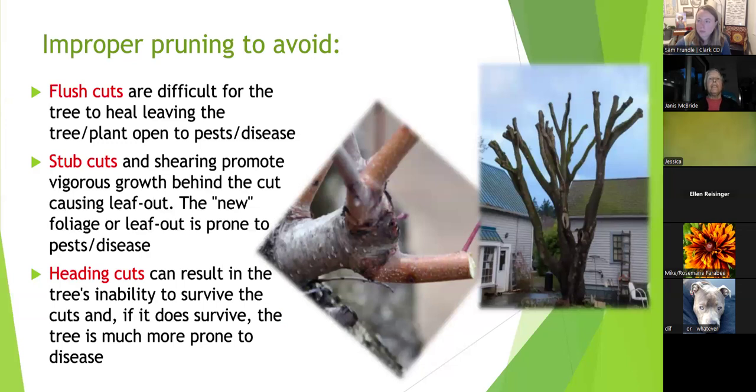We want to avoid flush cuts. Those are difficult. That's where you're right up against the main stem. Very difficult for the tree to heal those. And then that opens it up to pests and disease.